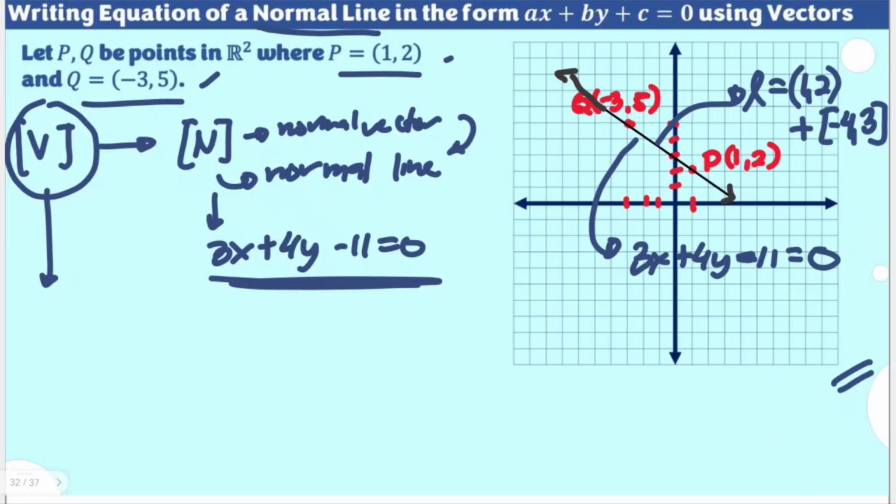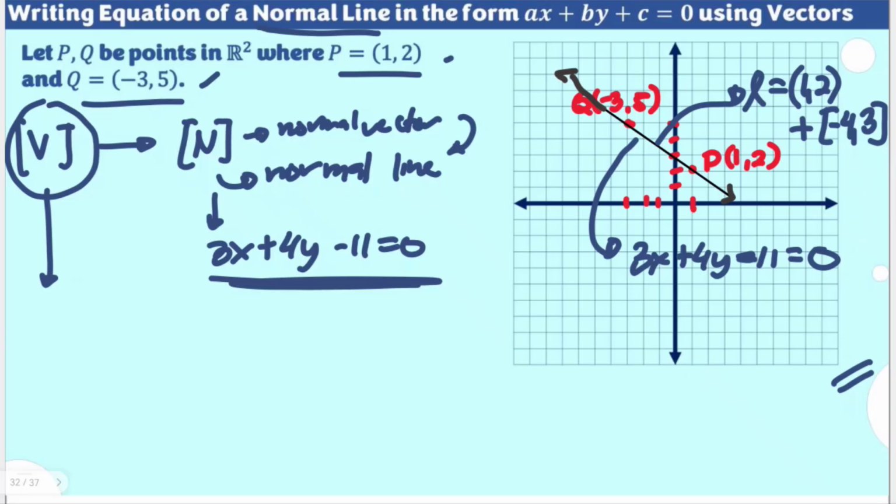Okay? So we don't need to identify the normal vector to determine the equation of a normal line in the form ax plus by plus c. So hopefully this is clear. This is different because we have a video using points P and Q with the same coordinates as well, but that is for the equation of the line. This time, equation of the normal line.